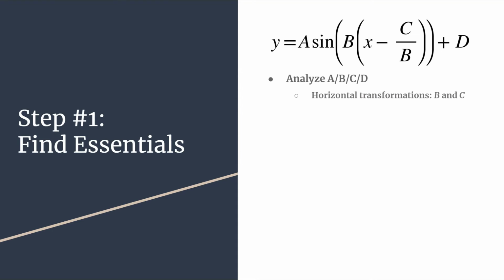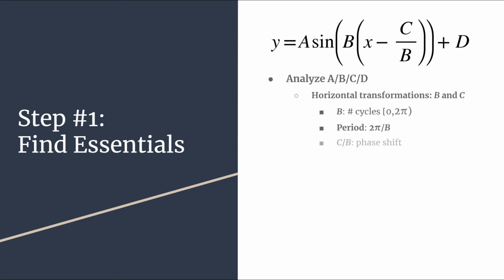Okay, so you'll have some horizontal transformations. Those are b and c. And the others, of course, a and d will be vertical, and we'll get to those in a moment. Okay, so b tells us how many cycles we have between 0 and 2 pi. We can also use it to find the period of our equation, and all you do is 2 pi divided by b. The period is the length of one horizontal cycle.